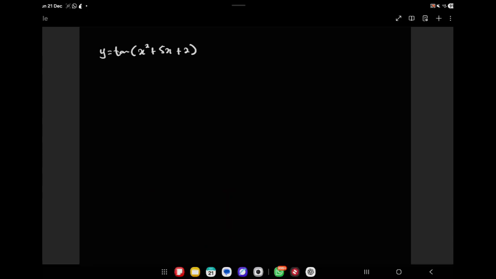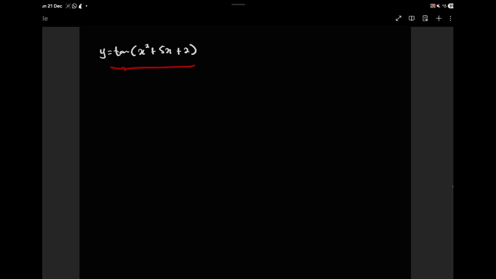Okay, again, the sine of you need to use as a chain rule. Again, it is one term, but it contains another term inside. So we have inner and outer function. Let's define the inner function first. Let u equal to x squared plus 5x plus 2, and then our y will become tan u.